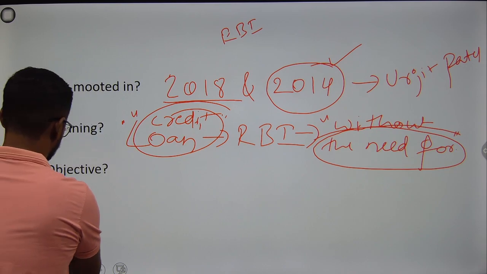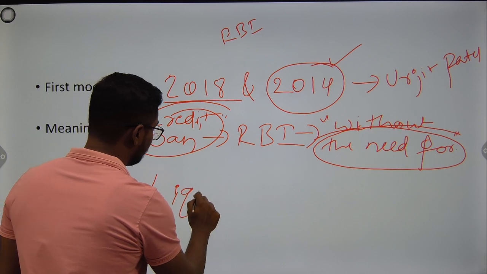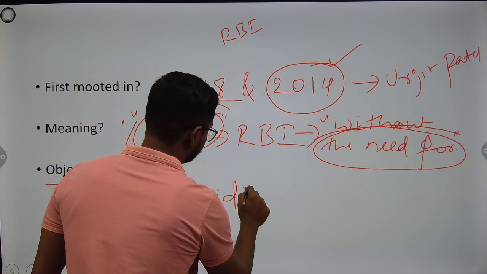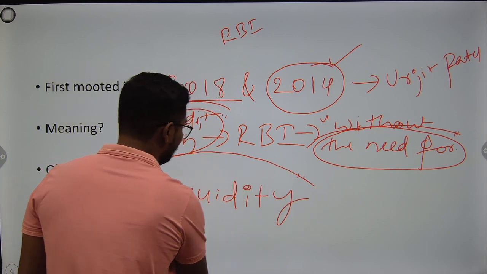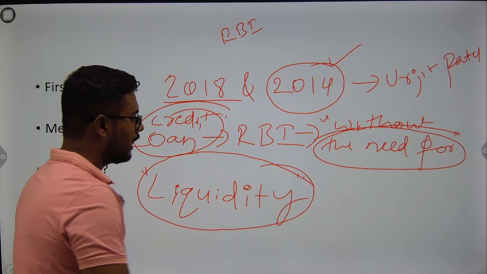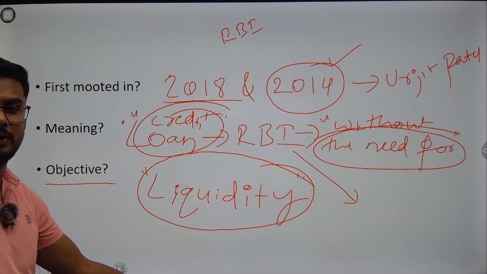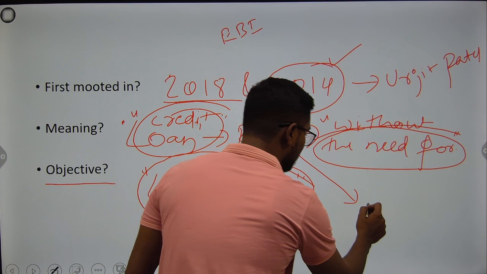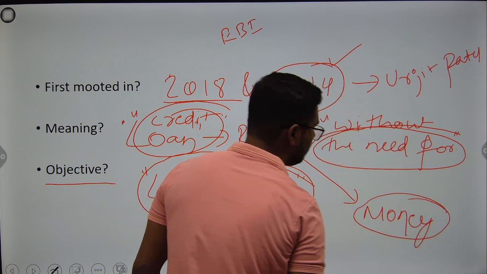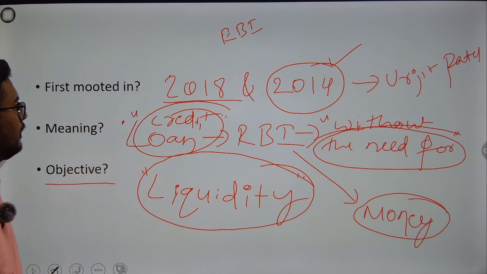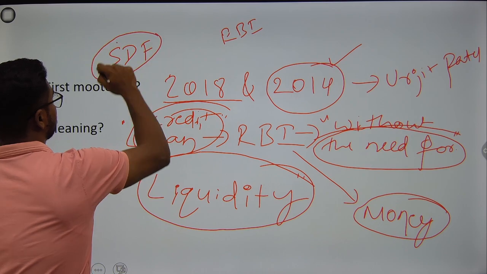So what is the objective? The objective is to manage liquidity in the market. Whenever there is high liquidity in the market, RBI absorbs money from the market, and whenever there is low liquidity in the market, RBI injects money into the market with the help of various financial instruments. And in that regard, SDF is a new financial instrument.